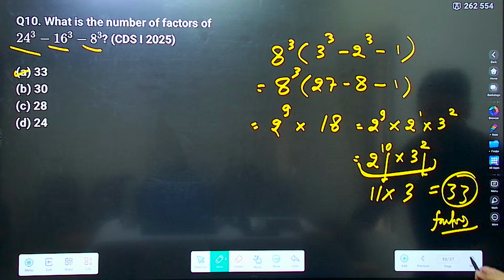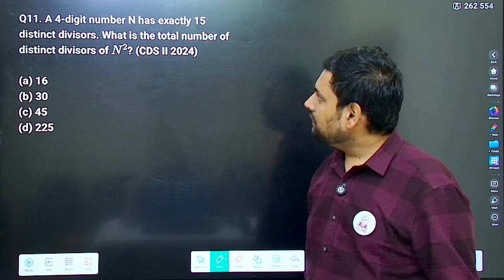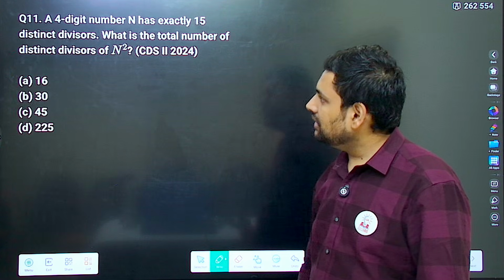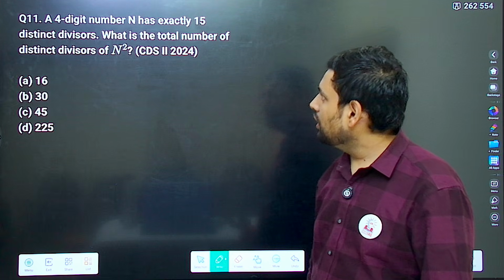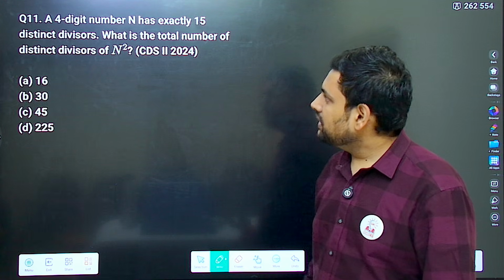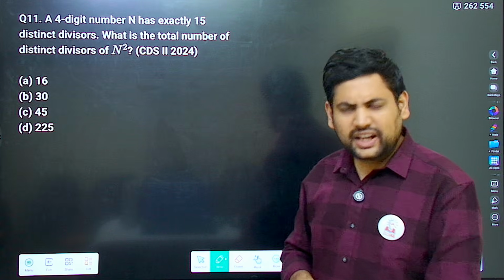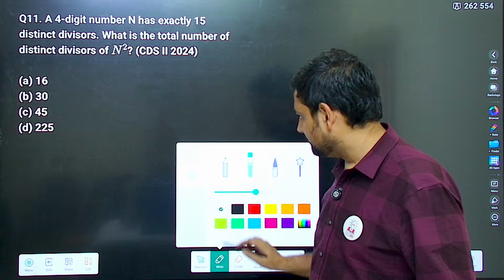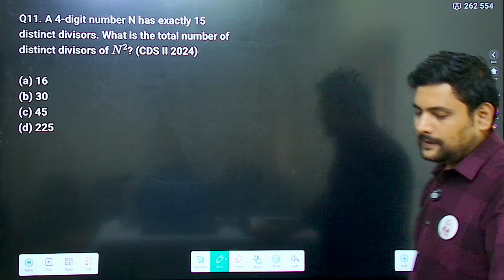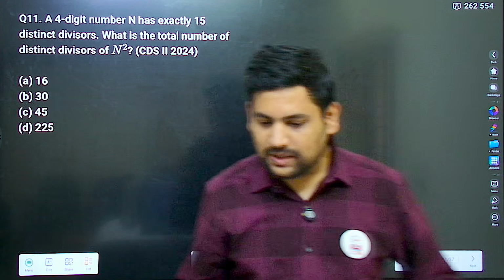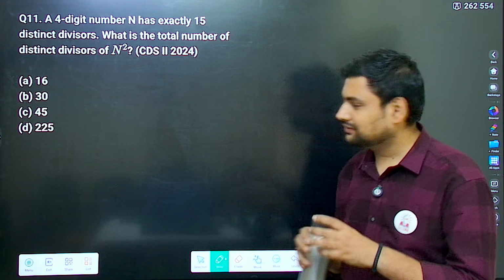Then a 4-digit number n has exactly 15 distinct divisors. What is the total number of distinct divisors of n square? Very good question. Okay, now see how you find this. Think about this.